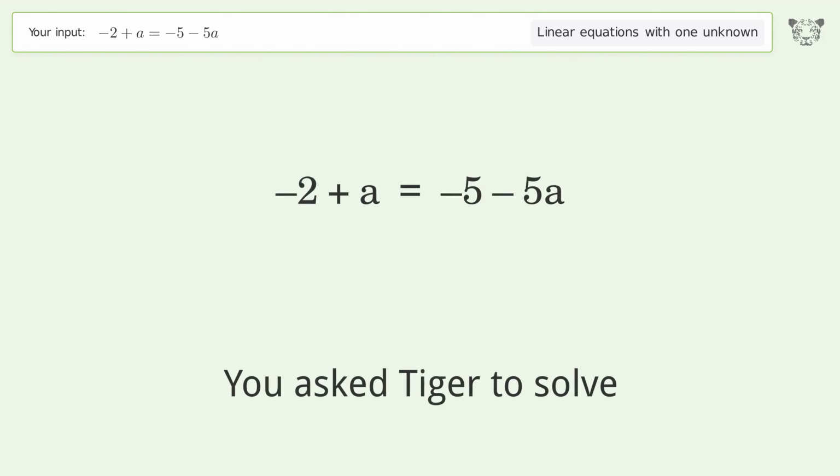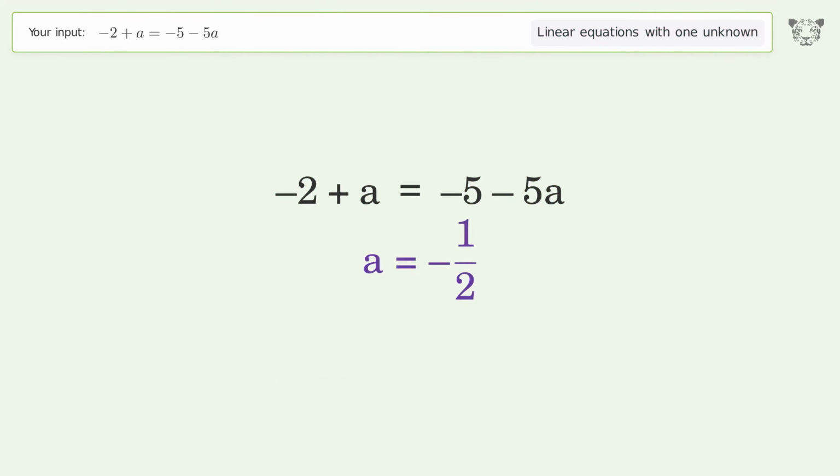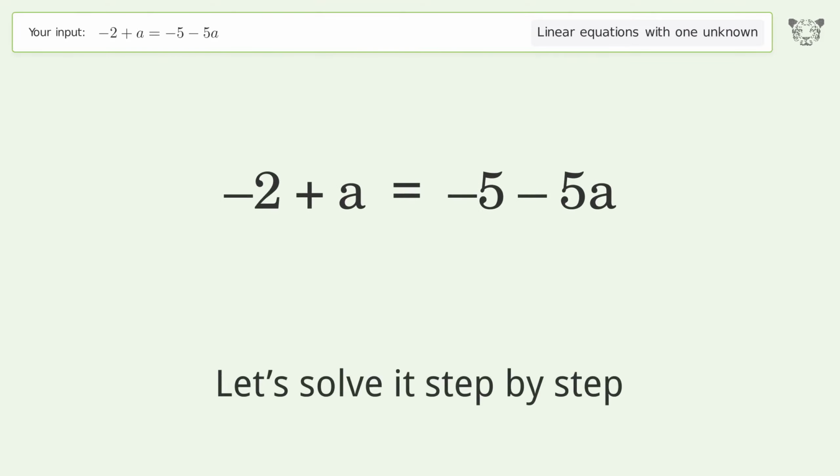You ask Tiger to solve this. It deals with linear equations with one unknown. The final result is a equals -1/2. Let's solve it step by step.